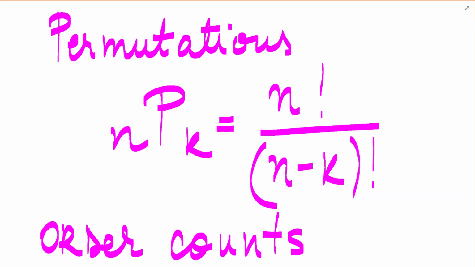In this video, we'll talk about permutations. The formula for permutation is: permutation of n taken k times equals n factorial over n minus k factorial. Another thing that is important is that order counts.